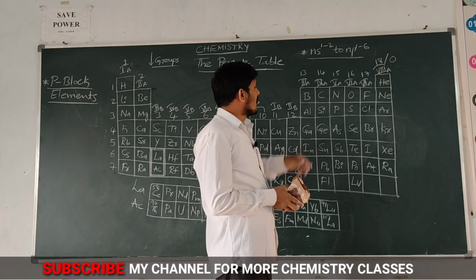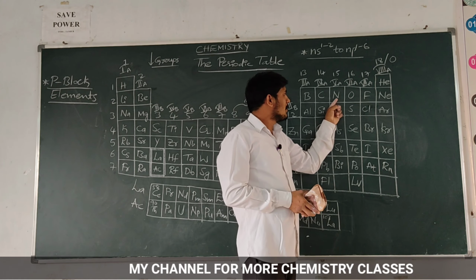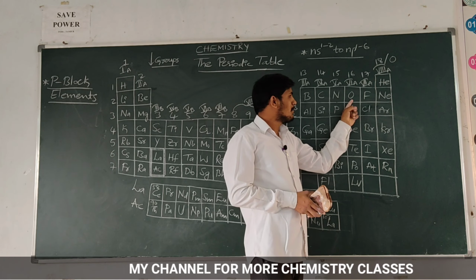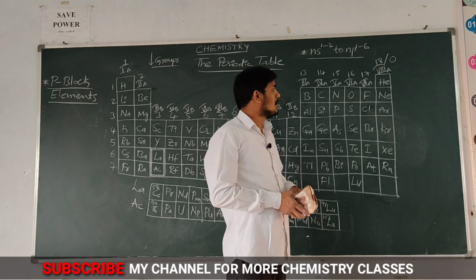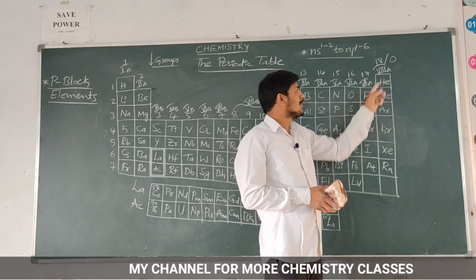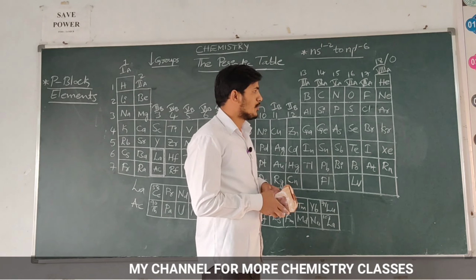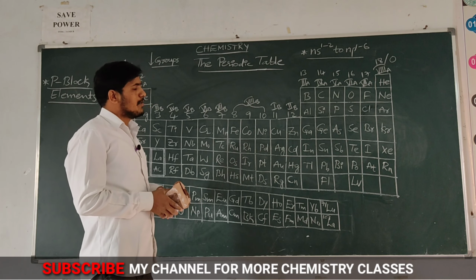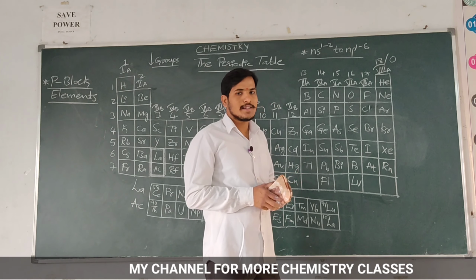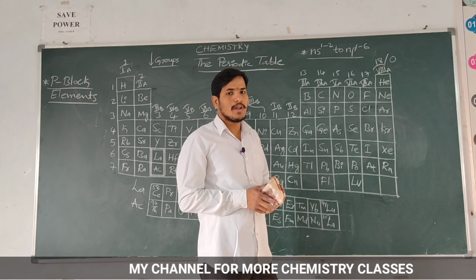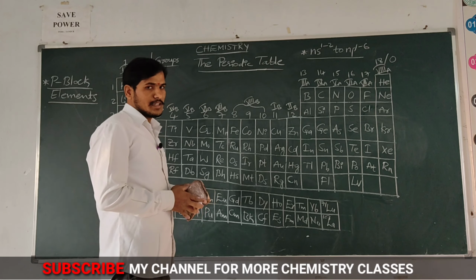Here, third A group elements are called the boron family, fourth A group elements are called the carbon family, fifth A group elements are called the nitrogen family, sixth A group elements are called the oxygen family or chalcogens, seventh A group elements are called halogens, and eighth A group elements are called noble gases or inert gases or zero group elements. These are the p block elements. S block and p block elements are called representative elements.